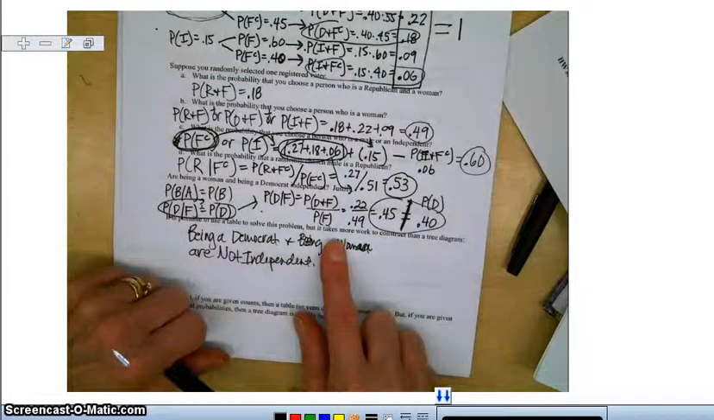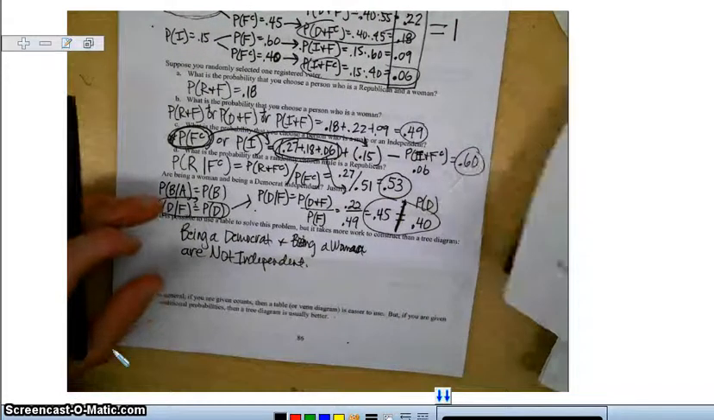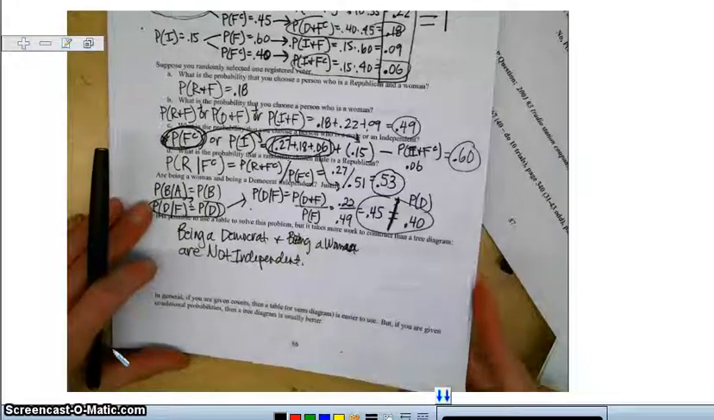All right, so now it says it's possible to use a table to solve this problem, but it takes more work to construct. So you know what? We're not going to do it that way. Okay. So we are going to look at another problem and make a table. So we're going to move to the next page.